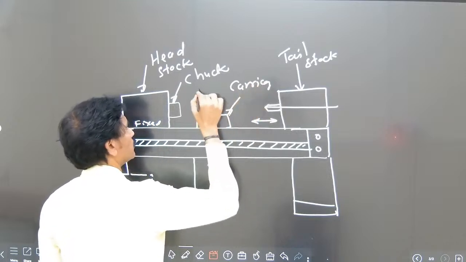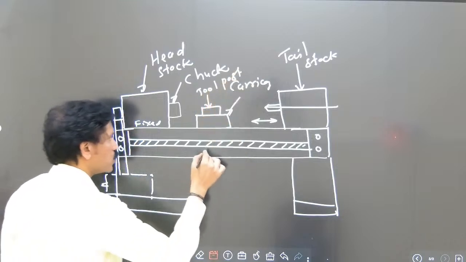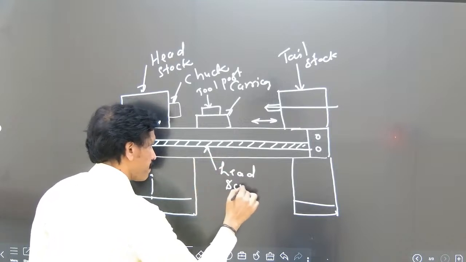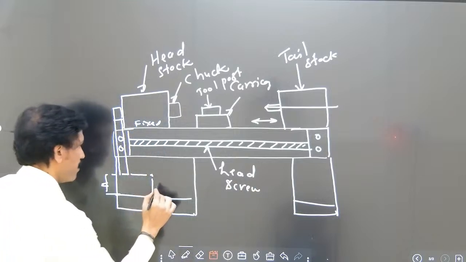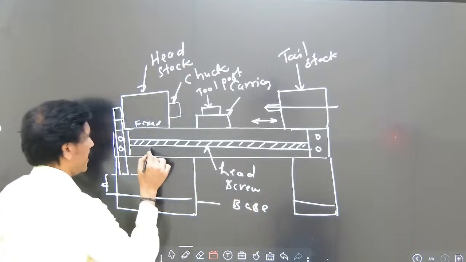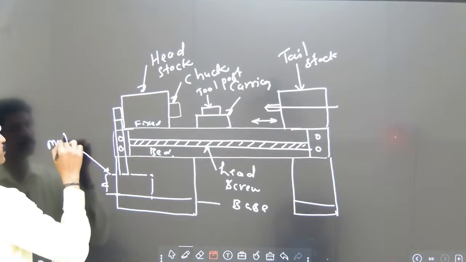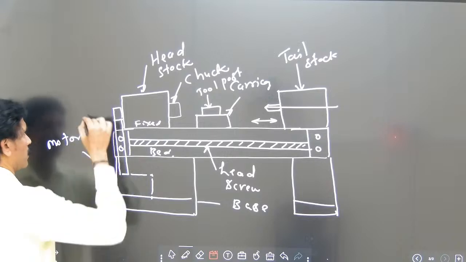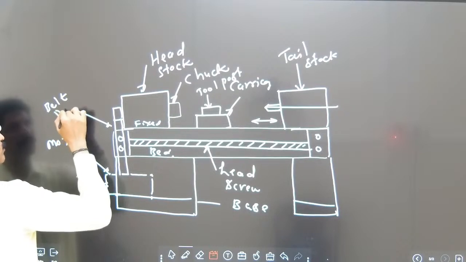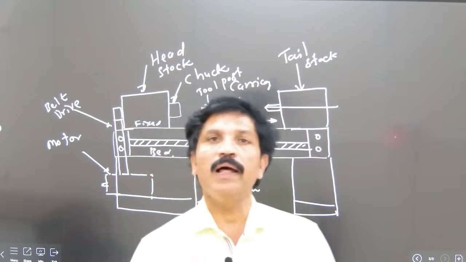Tool post. Tool post. Lead screw. This is the base. Bed. Motor. This is the belt drive. These are the important parts of the lathe machine.